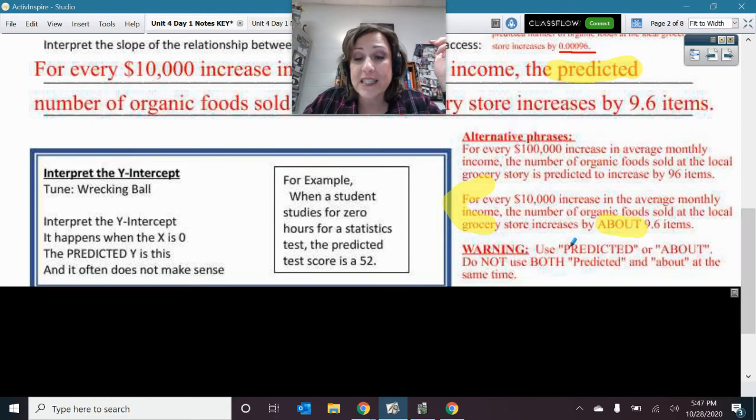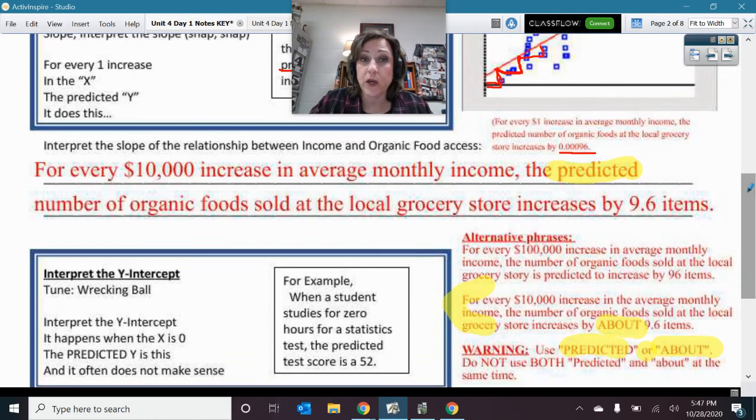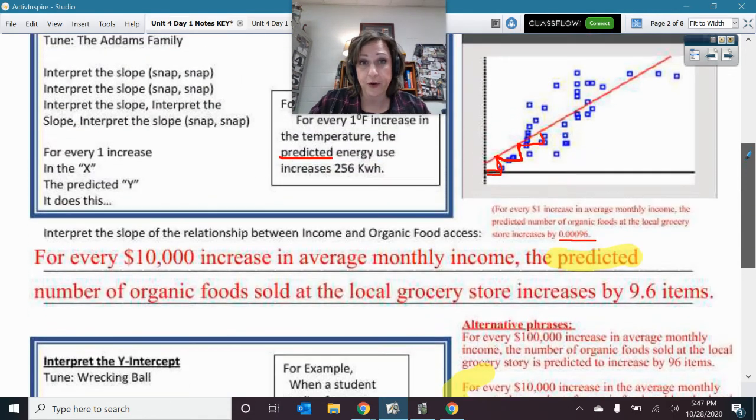You use predicted or about. You cannot do both. You cannot say it's predicted to increase about this much. No, the prediction line tells you what it's increasing. Or you say it will increase about this much. You don't do both, one or the other.